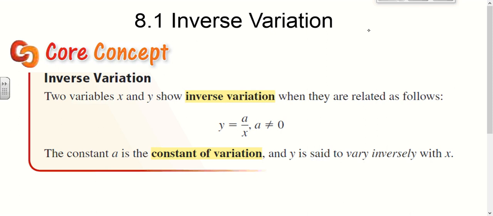8.1 Inverse variation. In inverse variation, two variables, x and y, show inverse variation when they are related as follows. So when they are related as an equation, y equals a divided by x, when a is not 0. For example, you could have y equals 5 over x, or y equals 10 over x. Those are inverse variation. A is the constant of variation, and y is said to vary inversely with x.